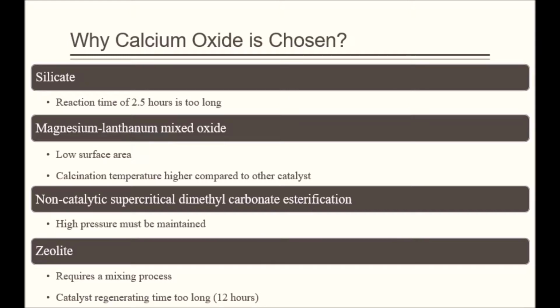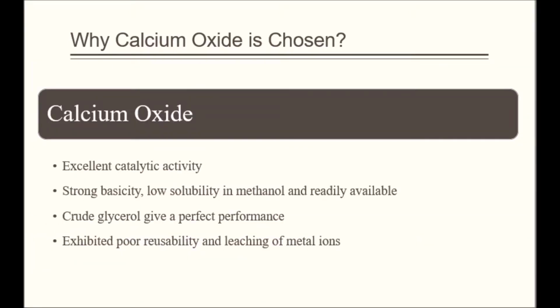Calcium oxide is chosen as the best catalyst because it has excellent catalytic activity in the production of glycerol carbonate due to its strong basicity, low solubility in methanol, and being readily available from nature or renewable sources that are rich in calcium carbonate and calcium hydroxide. By using calcium oxide catalyst in the transesterification reaction, crude glycerol gives a perfect performance with about 95% yield of glycerol carbonate and 100% conversion of glycerol within 90 minutes at the optimal operating condition.